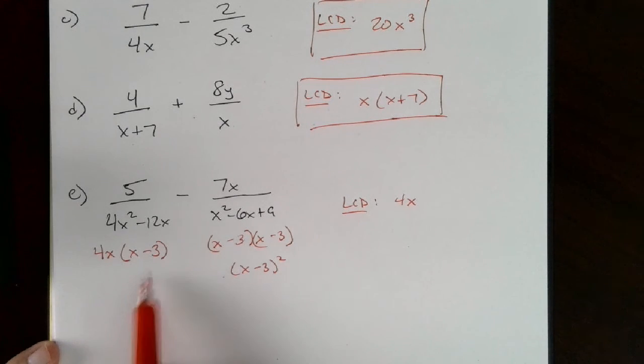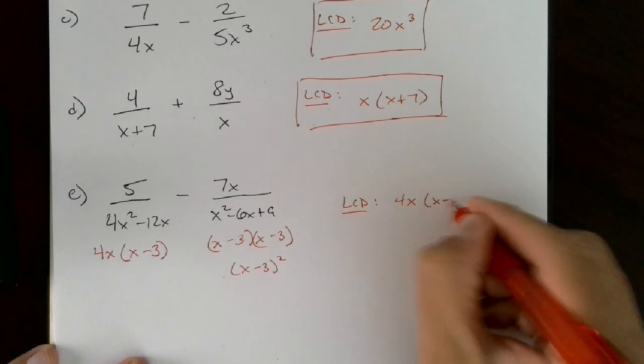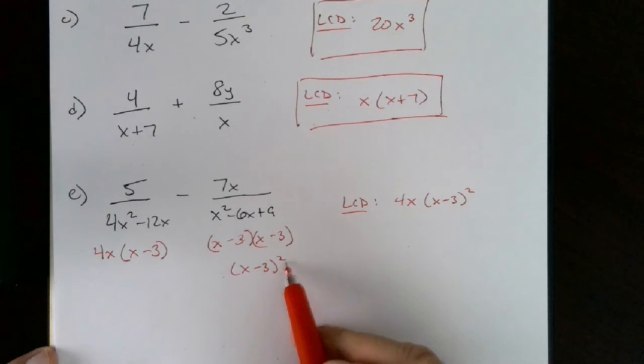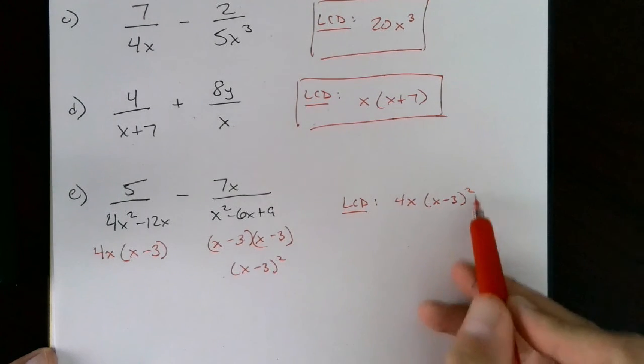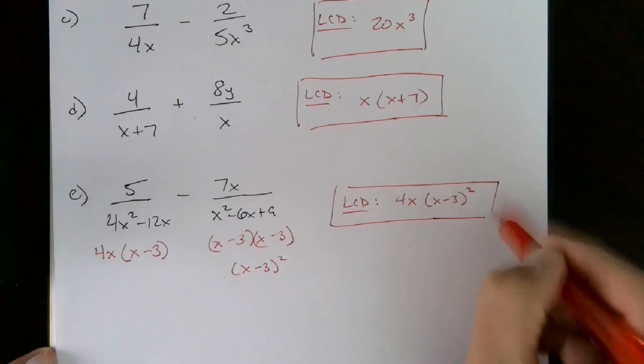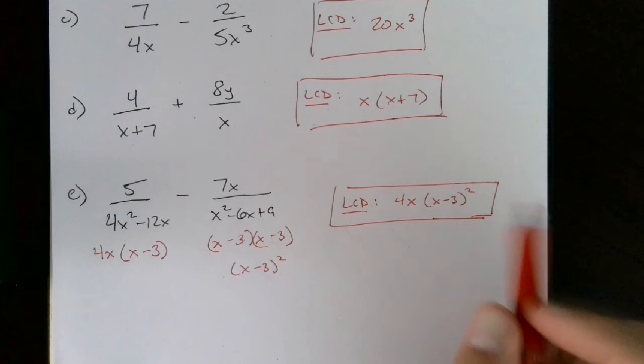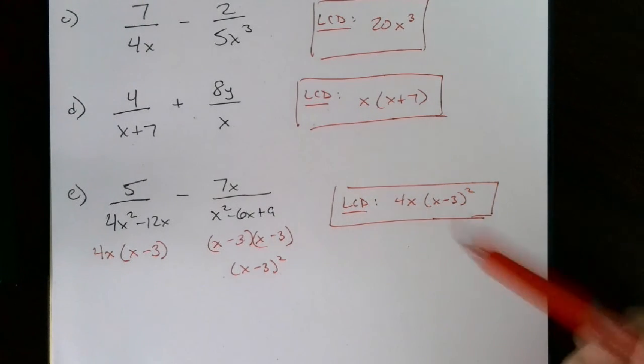And then here I have a factor of x minus 3. I also have a factor of x minus 3 here. The highest power of x minus 3 that we see is x minus 3 squared. So you want the highest power you see is the second power. Don't combine them, right? It's the highest one you see from either of your fractions. And so the LCD will be 4x times x minus 3, the quantity squared there.